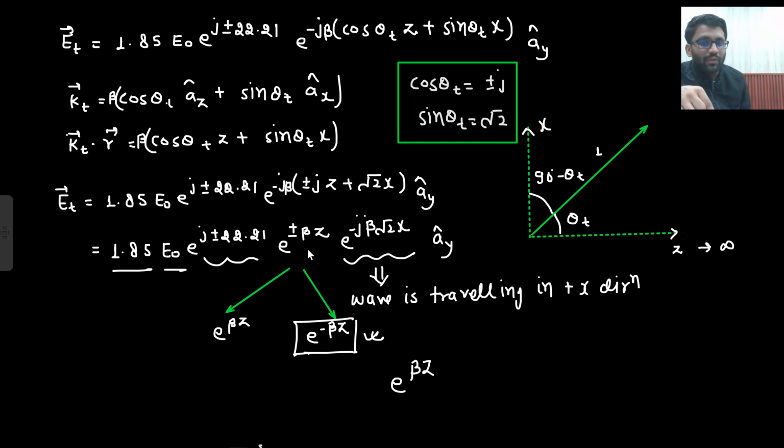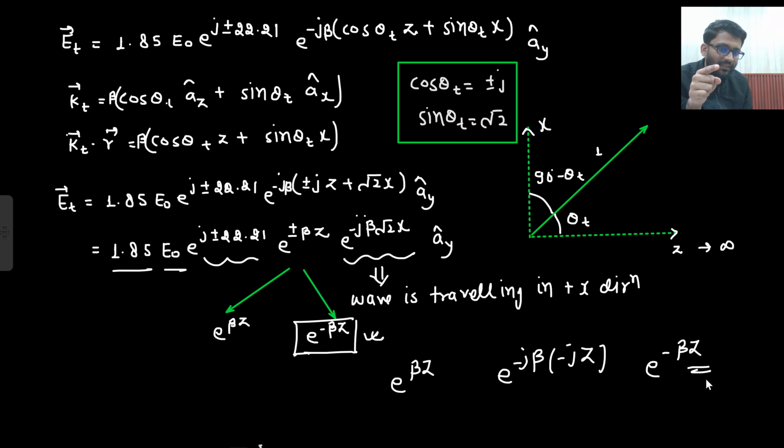And where do I get to know? I get to know here. Because if I take minus j here, e to the power minus j beta minus jz, then what I will get? Minus j into j will be plus 1 and another minus sign would be there. So this would be equal to e to the power minus beta z. So actually it was minus j only. Are you getting this point?